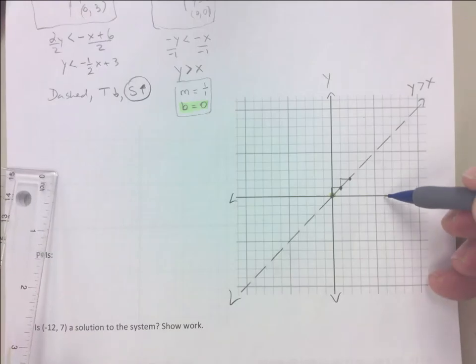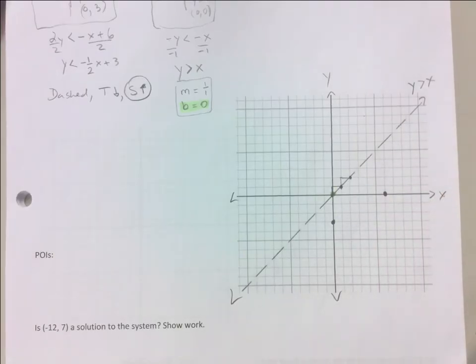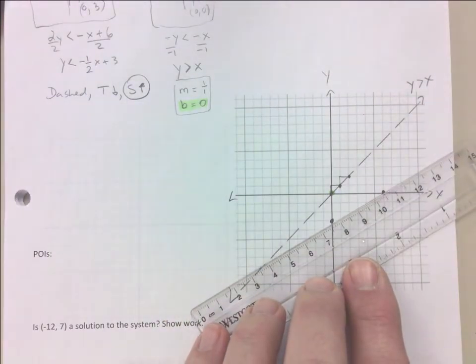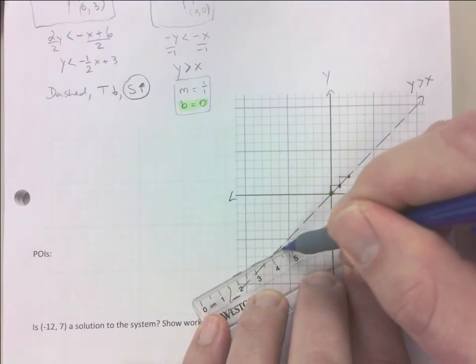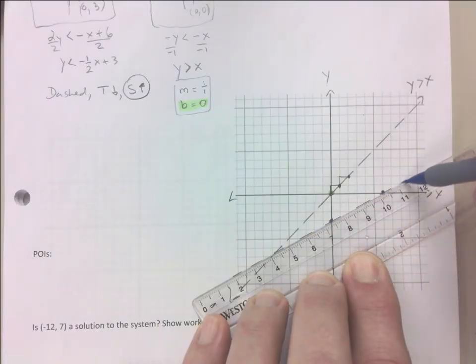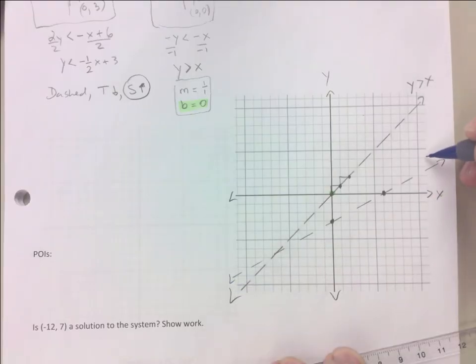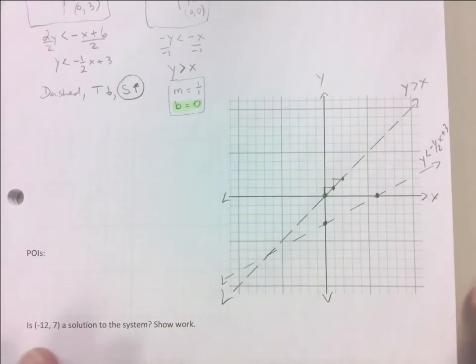6, 0, and 0, 3. That's my first line here, also dashed, right? That's this one: y is less than negative half x plus 3. So that's how you graph one of those, yes?